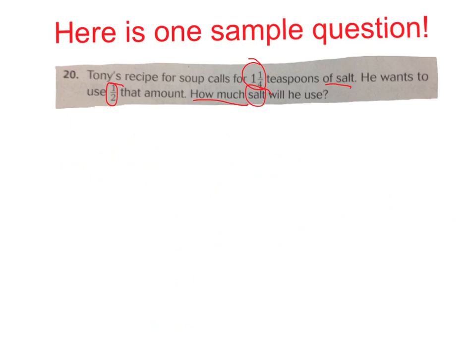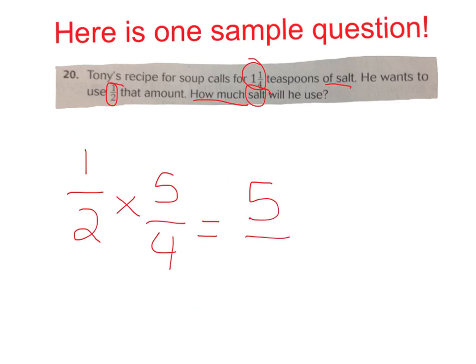The new equation is 1/2 times 5 over 4. To figure out the answer to this problem, you do 1 times 5, which will equal 5, and 4 times 2, which will equal 8. So Tony will use 5/8 teaspoons of salt.